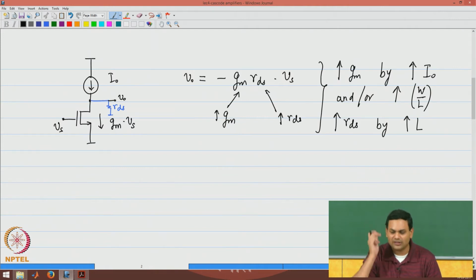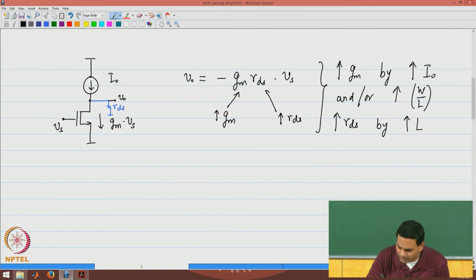Now that you have reached certain device limits, we will have to look at circuit techniques to increase the gain. We will look at a circuit technique to increase RDS. So, we have seen in the context of current mirrors that the cascode current mirror tries to increase the output resistance of the circuit of the current mirror by stacking two devices on top of each other.